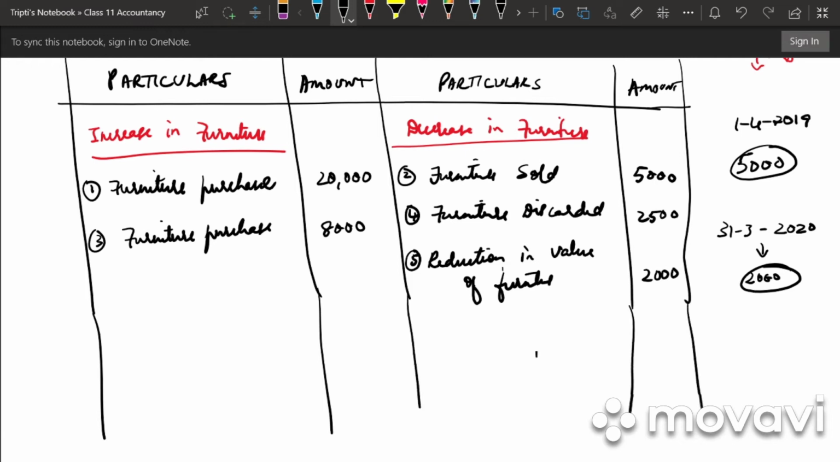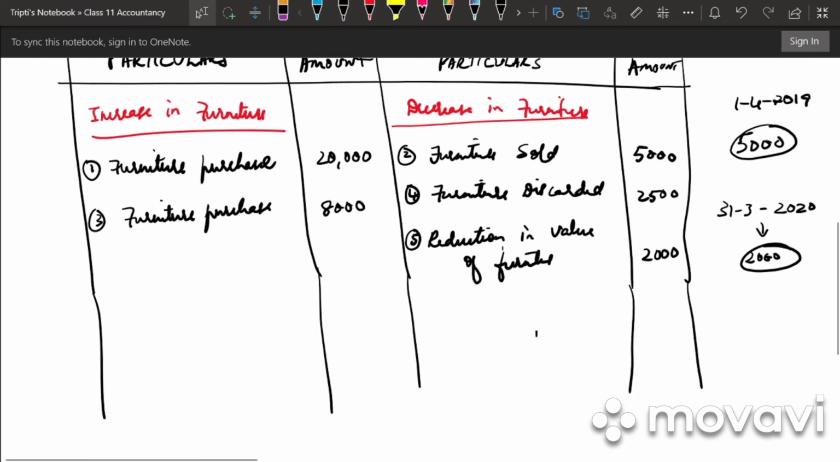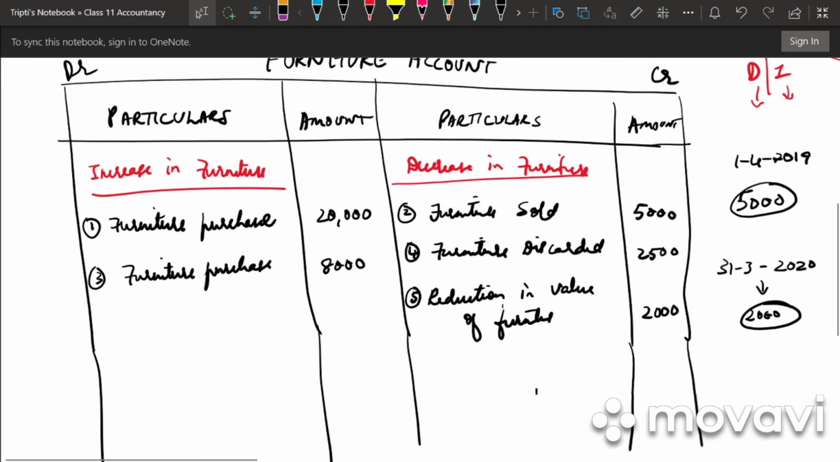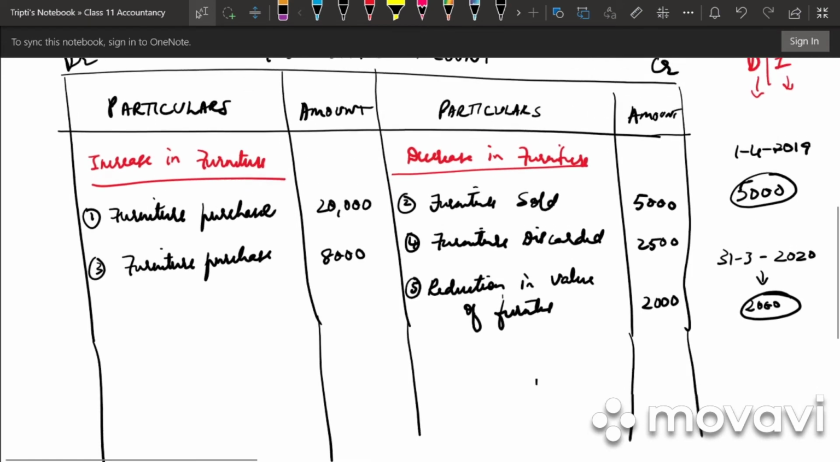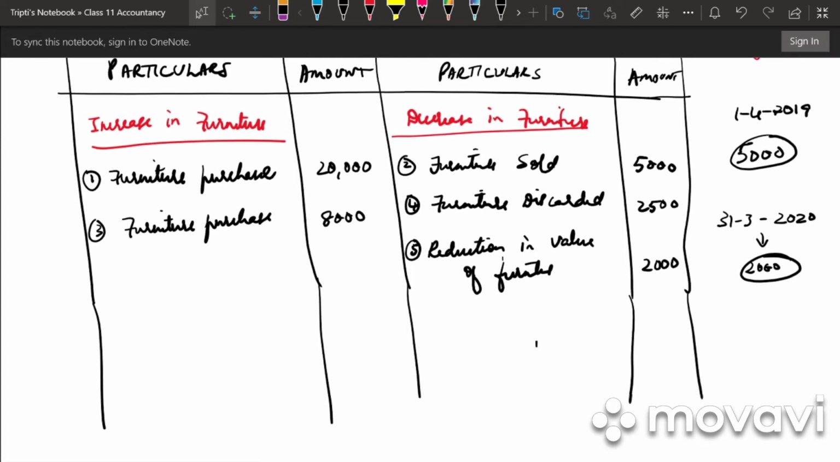So we have completed all the 5 entries. Now we need to total and see which side is more. So what is the total of our debit side? 20,000 plus 8,000, that is 28,000. And what is the total of our credit side? It is 9,500. So which side total is more? Our debit side total is more, that is how much? 28,000. So on the debit side 28,000, credit side 28,000.